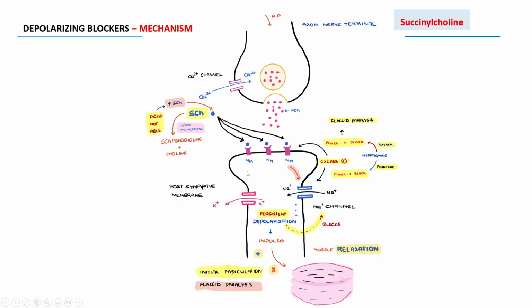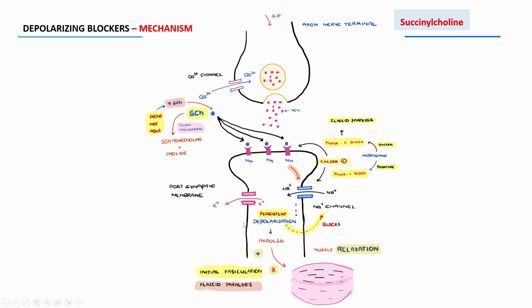And with this blockage of the NM receptor, what happens? There won't be any opening of the sodium channels, there won't be any impulse, leading to flaccid paralysis. Here the two things you need to understand are that the succinylcholine mechanism can be learnt in two phases, the phase 1 block and the phase 2 block.